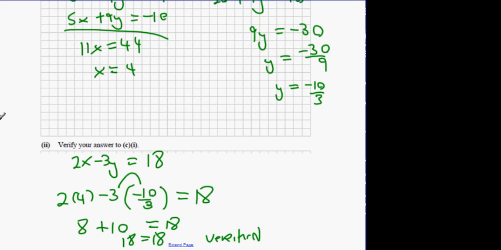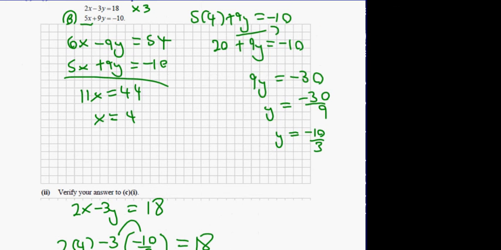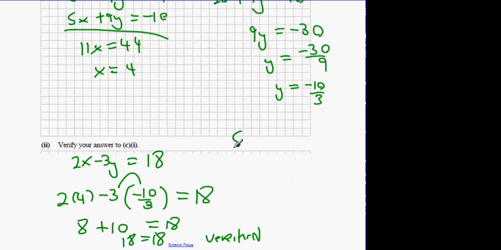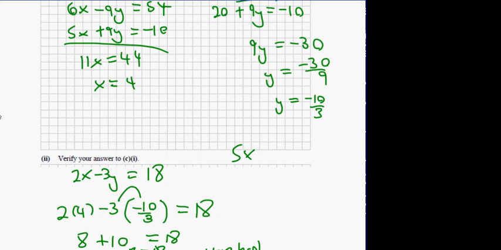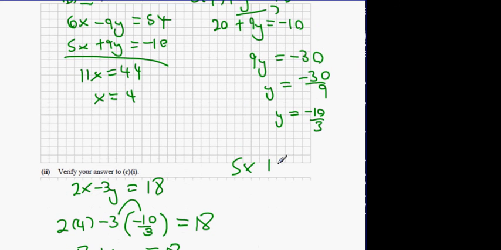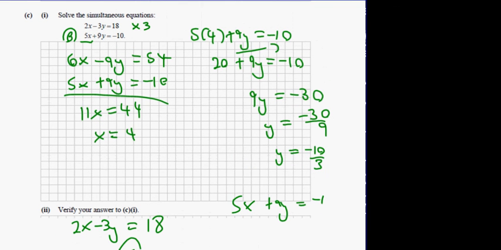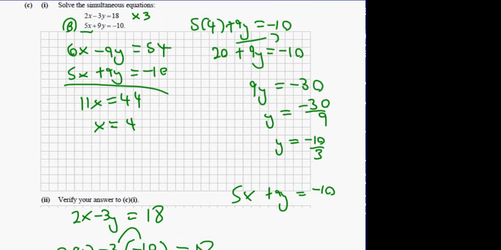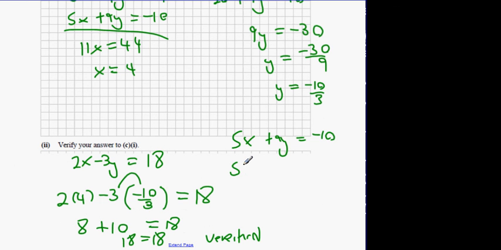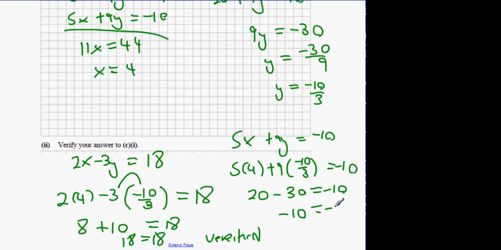Now we should also maybe answer, because it's a simultaneous equation, we should maybe do it for both of them. So we get 5x plus 9y equals minus 10. This time it's going to be 5 times 4 plus 9 times minus 10 over 3 equals minus 10. We're going to get 20 minus 30 equals minus 10, and minus 10 equals minus 10.